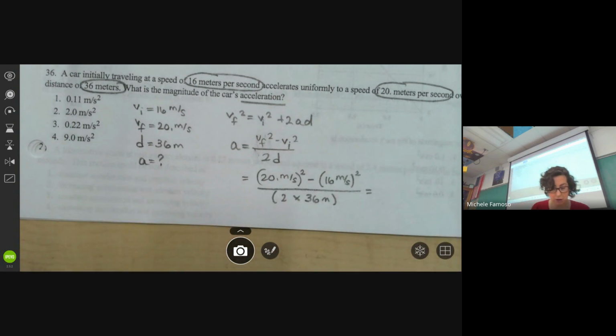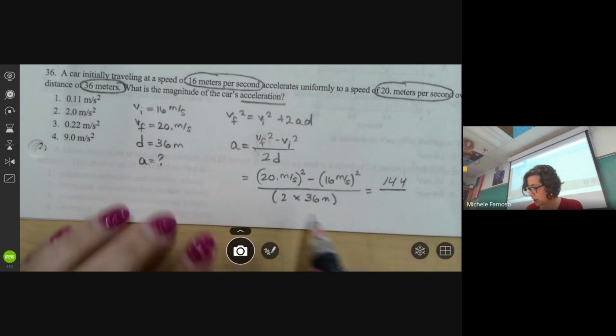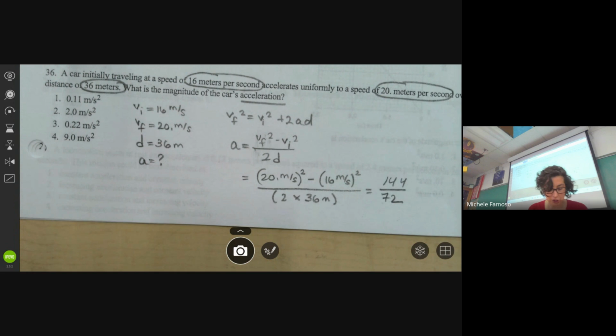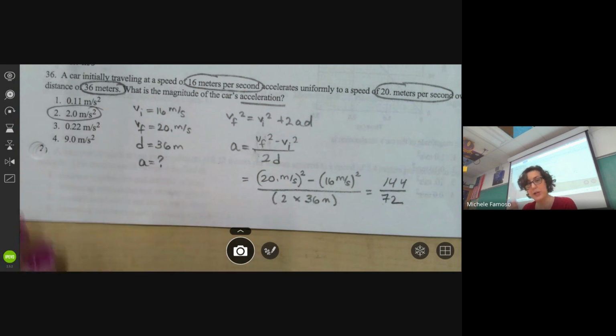So now you're going to go to your calculator. 20 squared minus 16 squared. That gives me 144 in the numerator. The denominator is 72. 144 divided by 72 is 2. So 2.0 meter per second squared, choice 2.